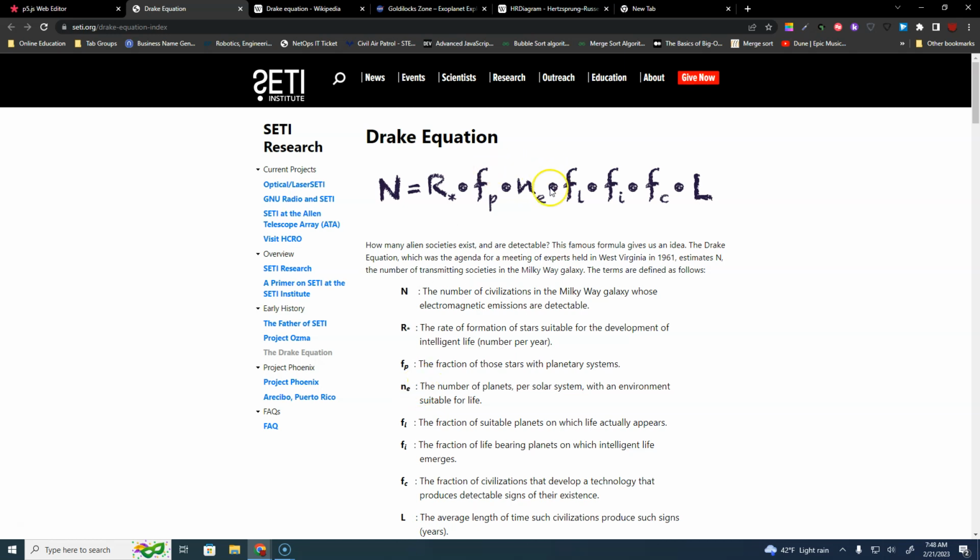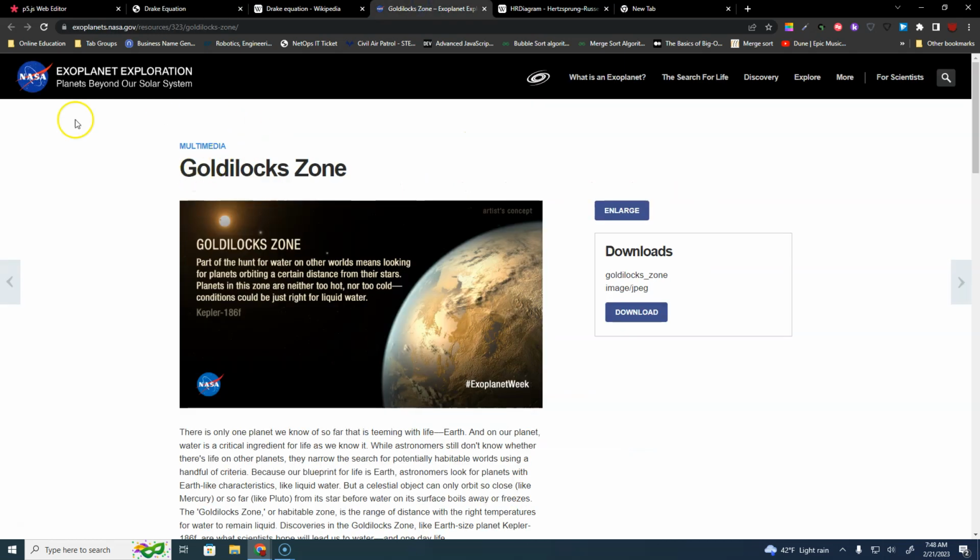N of E, that is the number of planets per solar system, so the number of planets that are rotating around one of those stars with an environment suitable for life. So what is that? Well, the Goldilocks zone, that's what that's considered. Now, what is the Goldilocks zone? If you guys are familiar with Goldilocks and the Three Bears, Goldilocks basically did a B&E, went into someone's house, the bears' home, and tried their porridge. One was too hot, one was too cold, one was just right. Slept in the beds, one was too hard, one was too soft, one was just right. Okay, so Goldilocks zone stands for the conditions are just right.